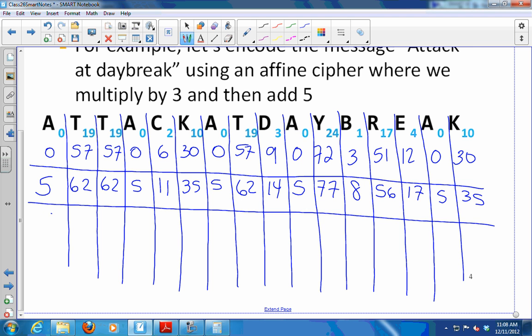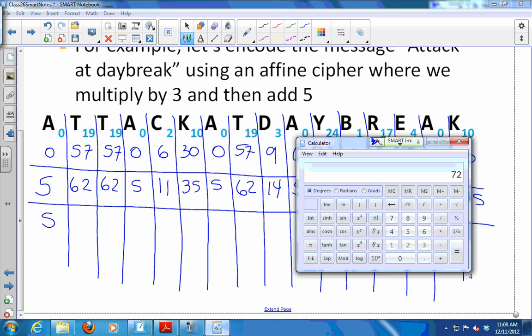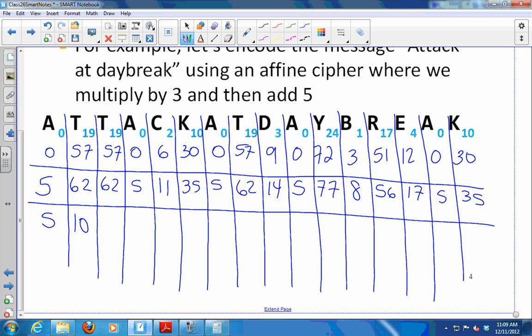So 5 is already between 0 and 25. 62, I could just subtract 26 over and over because it's going to represent the same letter because there are 26 letters of the alphabet. So 62 is the same as the number 10. 5 is already small enough. 11 is already small enough. 35 minus 26 would be 9. 5 is good. 62 we already determined was 10. 14's fine. 5 is fine.